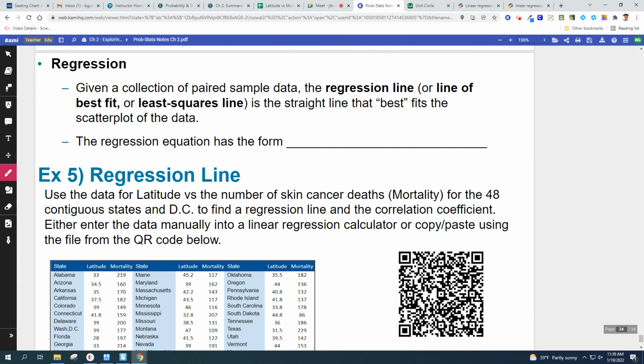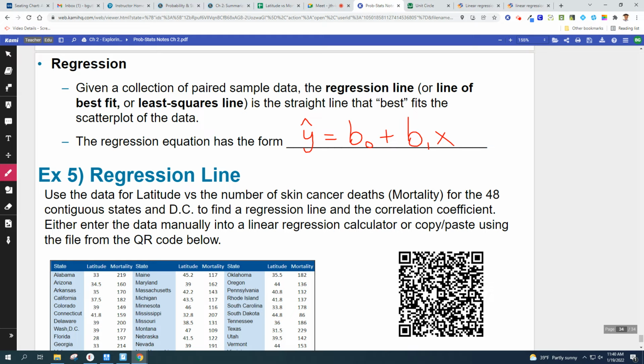That's basically what regression is. Regression is finding that equation. Given a collection of paired sample data, the regression line, or line of best fit, or least squares line, is the straight line that best fits the scatter plot of the data. The regression equation has the form, now this is going to be weird, y hat equals b0 plus b1x.